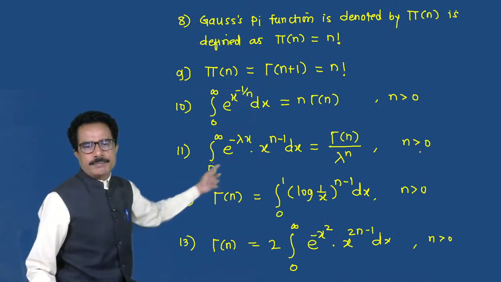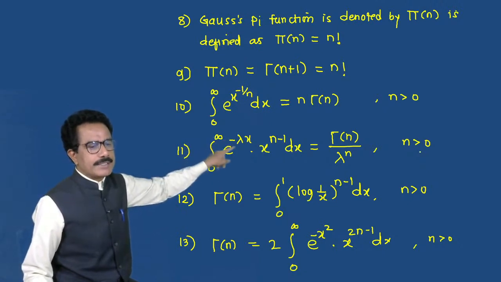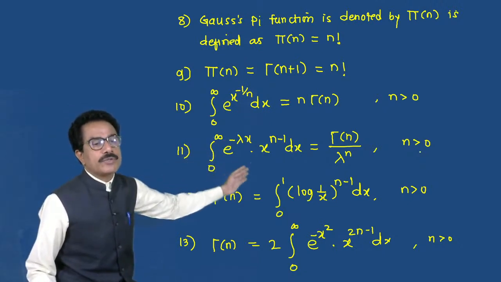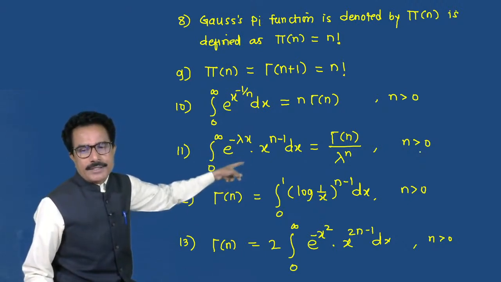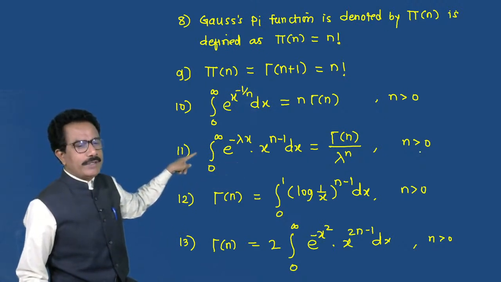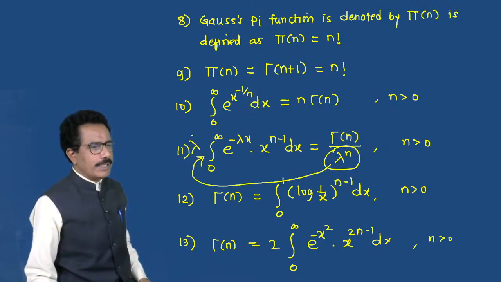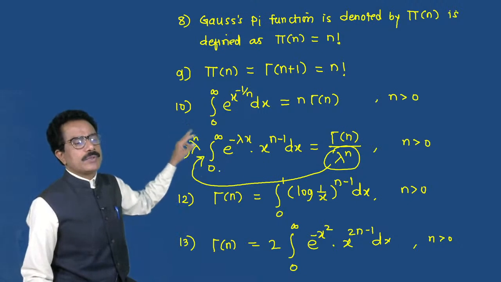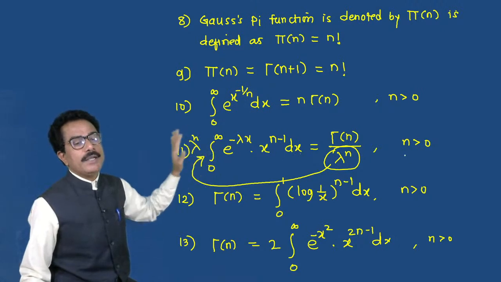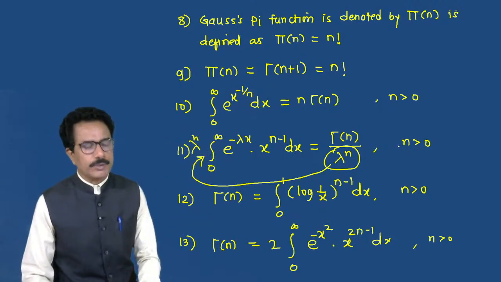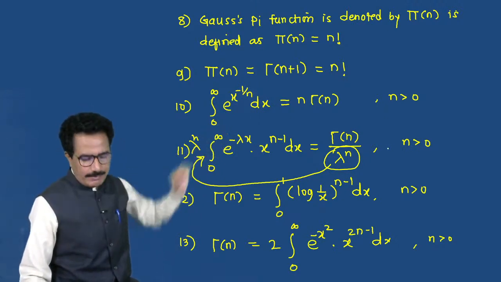Second transformation: integral from 0 to infinity e raised to minus lambda x into x raised to n minus 1 dx is equal to gamma of n divided by lambda raised to n. Or we can write gamma n is equal to lambda raised to n, taking it to the left side from the division. So according to this definition we can write gamma n is equal to lambda raised to n integral from 0 to infinity e raised to minus lambda x into x raised to n minus 1 dx. In this case n is greater than 0. So we have to use this property, the transformation of gamma function, properly.